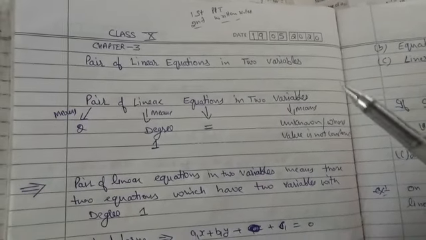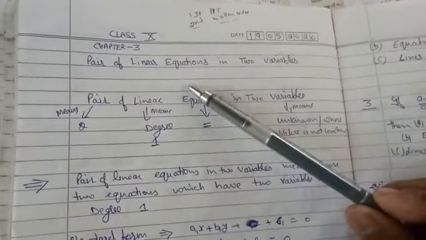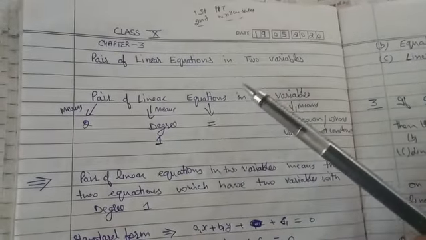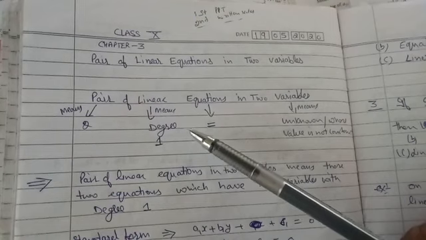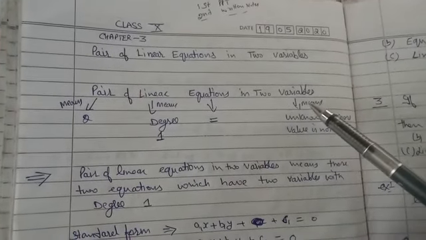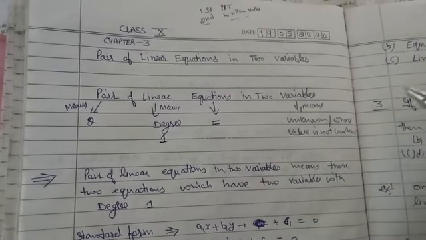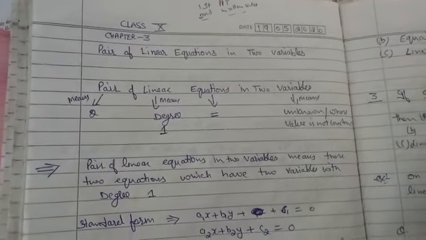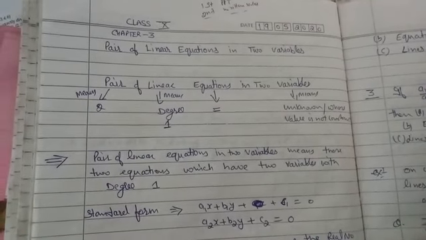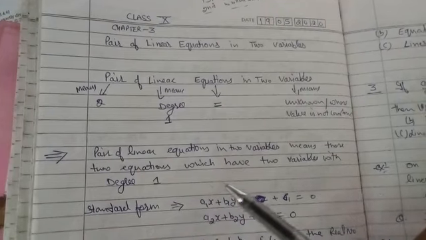Pair of linear equations in two variables means, as I told you that day also, pair means two, linear means degree 1, and equation means there is the sign of equal to, and both the left side and right side should have expressions. And variable means unknowns, whose value is not a constant, whose value is not known. So pair of linear equations in two variables means those equations which have two variables with degree 1.